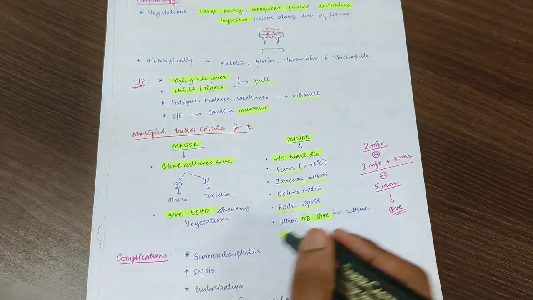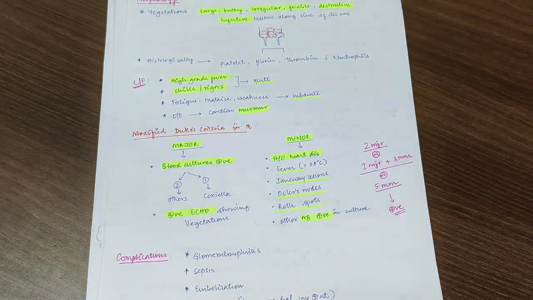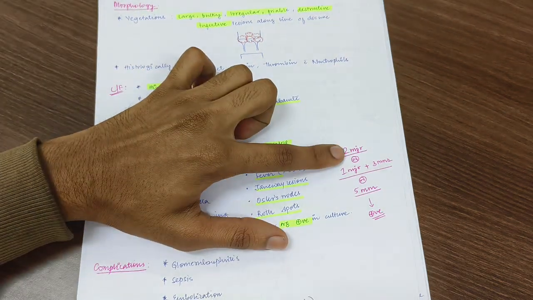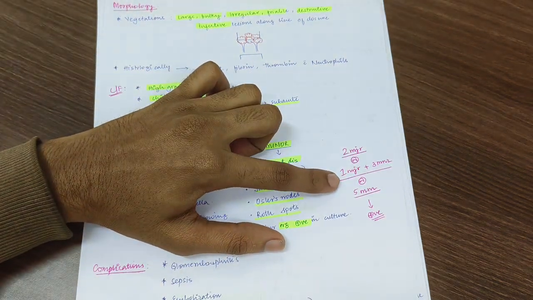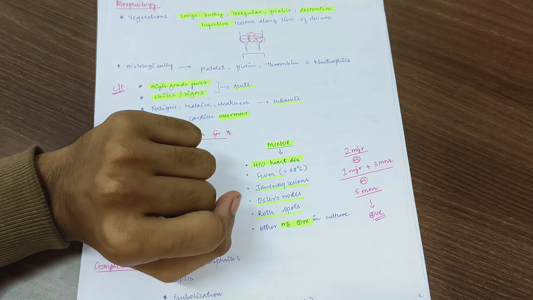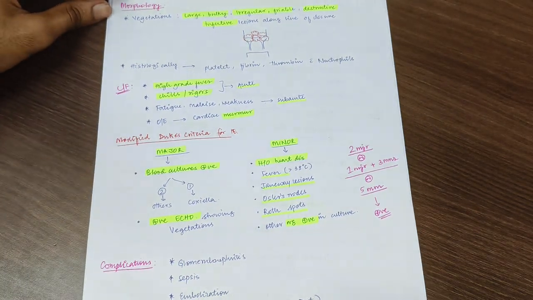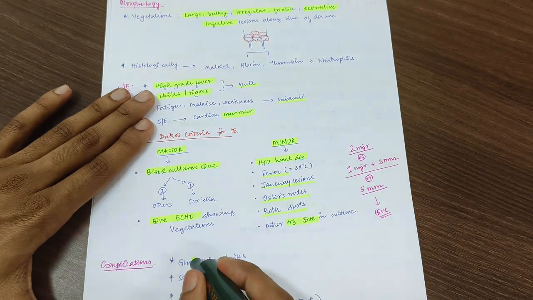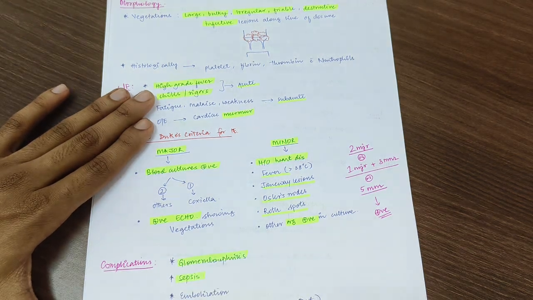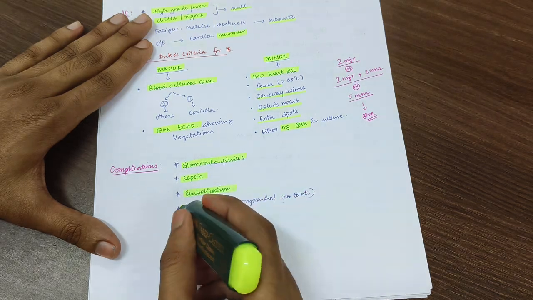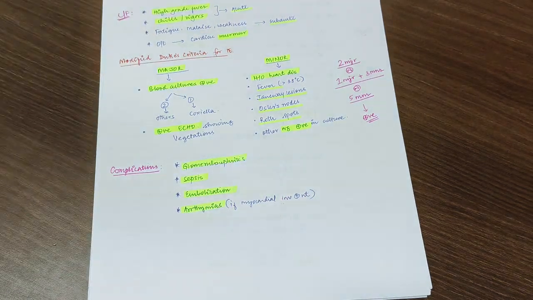So organism is positive, but those organisms are not related to the formation of things which are required for infective endocarditis. So how is it? It is 2 major or 1 major plus 3 minor or 5 minor. These are the things. So what are the complications basically? Complications being glomerulonephritis, sepsis, embolization, and arrhythmias if the myocardium is being involved.